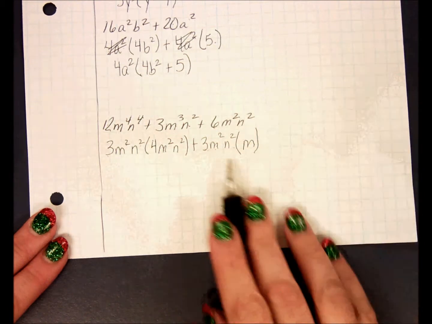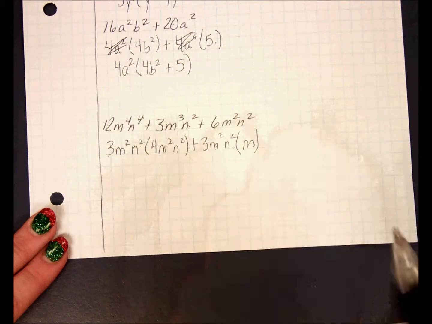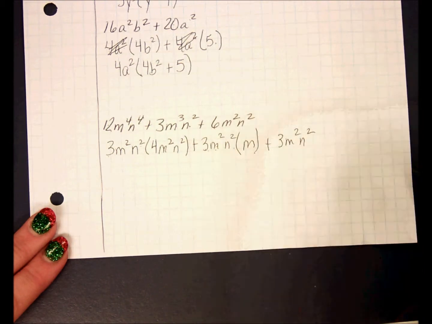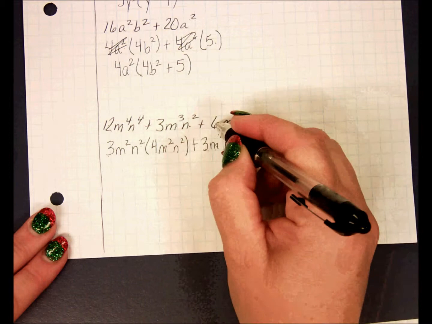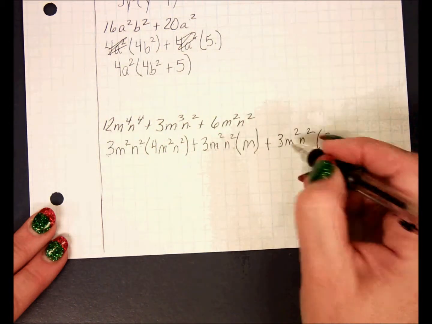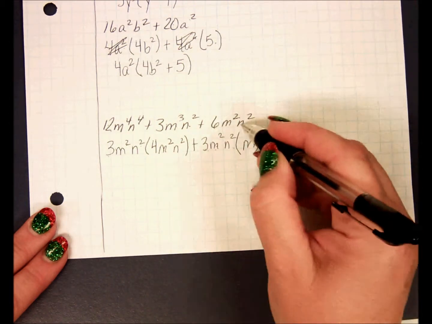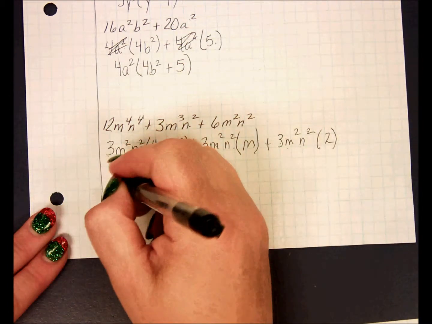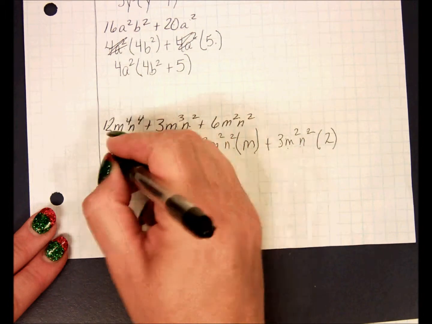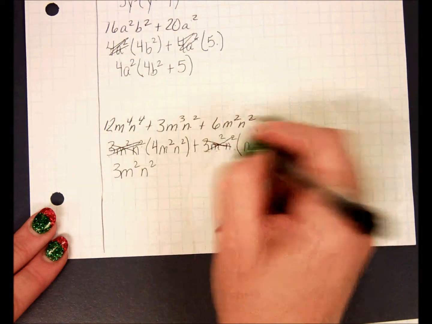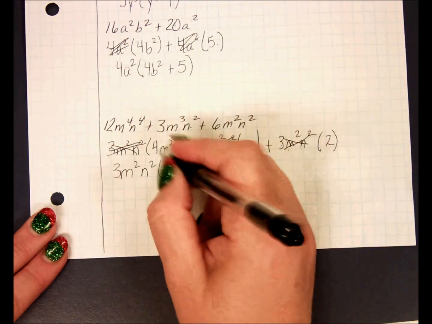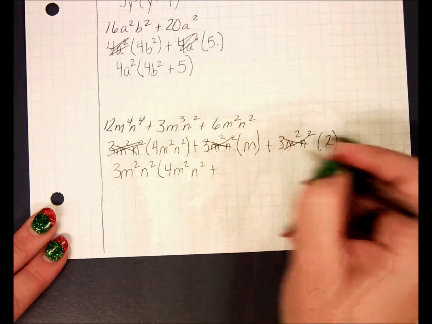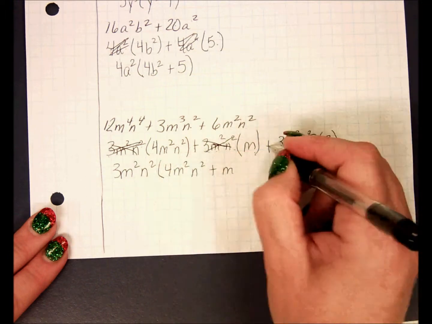If I multiply these together, I'm going to get this. Plus 3m squared n squared. 3 times 2 equals that 6. I need 2 m's, got them. 2 n's, got them. So that's the only piece I'm missing. Copy down the part that's the same for all parts, and I'm left with 4m squared n squared plus m plus 2.